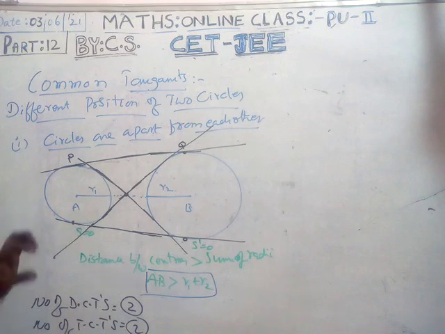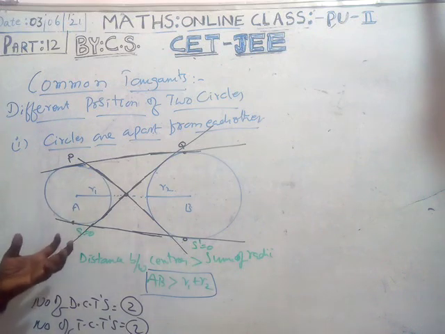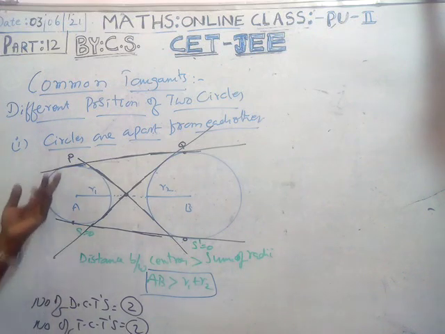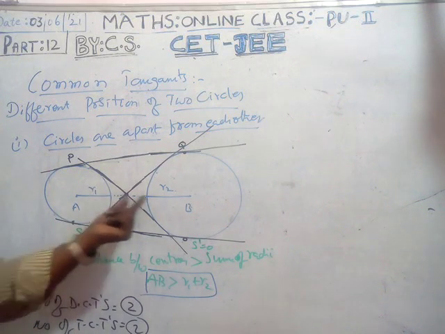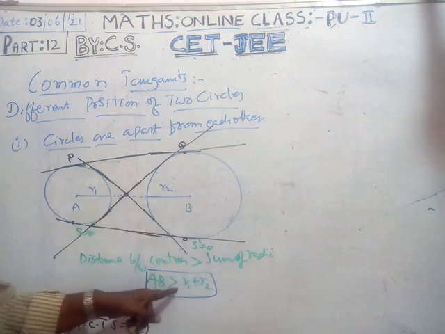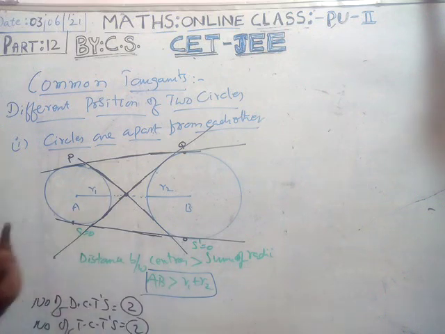How can you find that these circles are lying outside? You first find the centers, find the distance AB, and the radii. The sum of radii is always less than the distance between centers. That is the first one. Now we go to the next, second one.